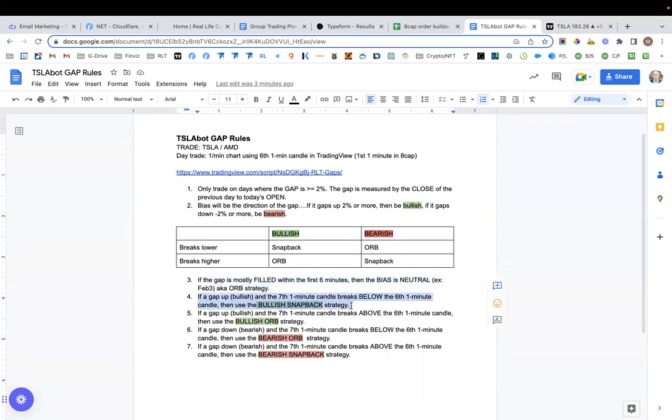And then if a gap is bullish and the 7th 1-minute candle breaks below, you use the bullish snapback. Same thing if it breaks above, we're going to use the bullish ORB. Or a gap down, breaks below, we're going to use the bearish ORB. And if it gaps down and it breaks above, we're going to use the bearish snapback. And that's basically it in a nutshell. It does require some practice. It does require you to understand a few little things about trading.